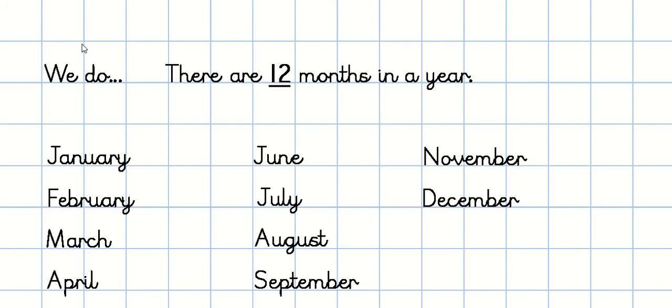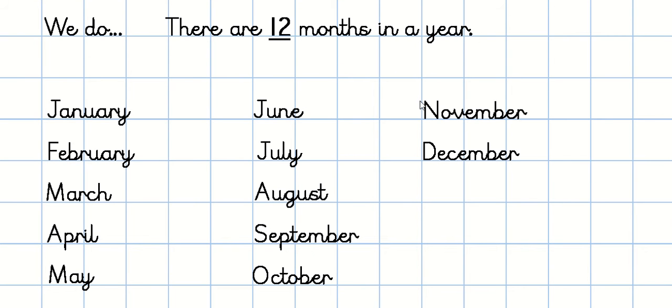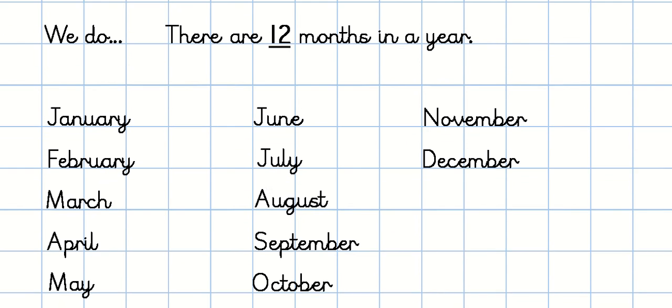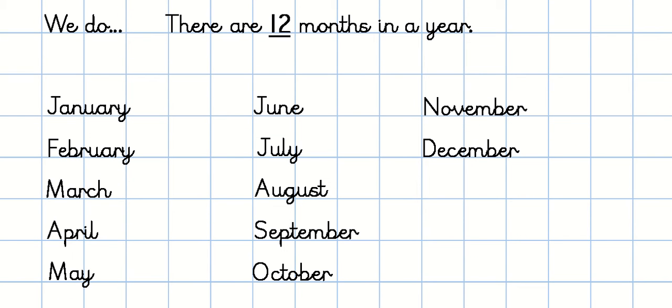Okay, now we're going to look at the 12 months in a year. We should already know the 12 months in a year. January, February, March, April, May, June, July, August, September, October, November and December. Those are our 12 months, and I know that all Year 3s probably know all those months already. But what we don't know is how many days are in each month.